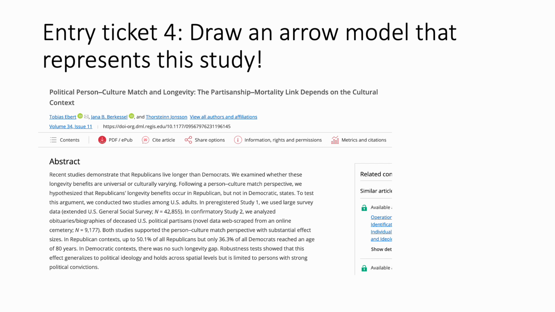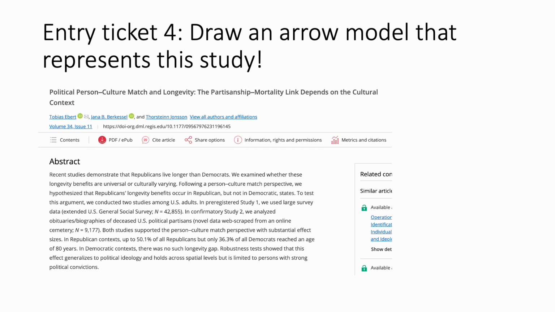It also tells us, just in general, less than half of us are going to live to 80. Keep that in mind. That's Dr. D's sad brain. In Democratic context, there was no such longevity gap. Robustness tests showed that this effect generalizes to political ideology and holds across spatial levels, but is limited to persons with strong political convictions. Ooh, that last one, they added a new thing. It's limited to people with strong convictions.